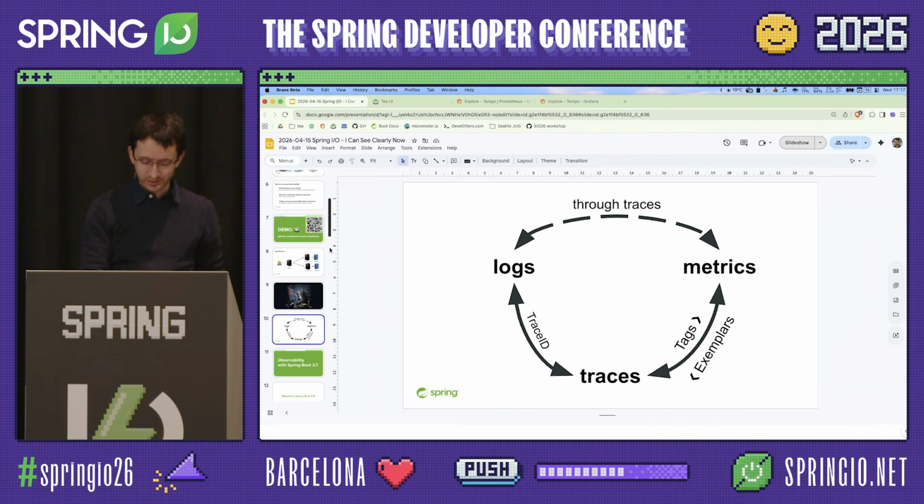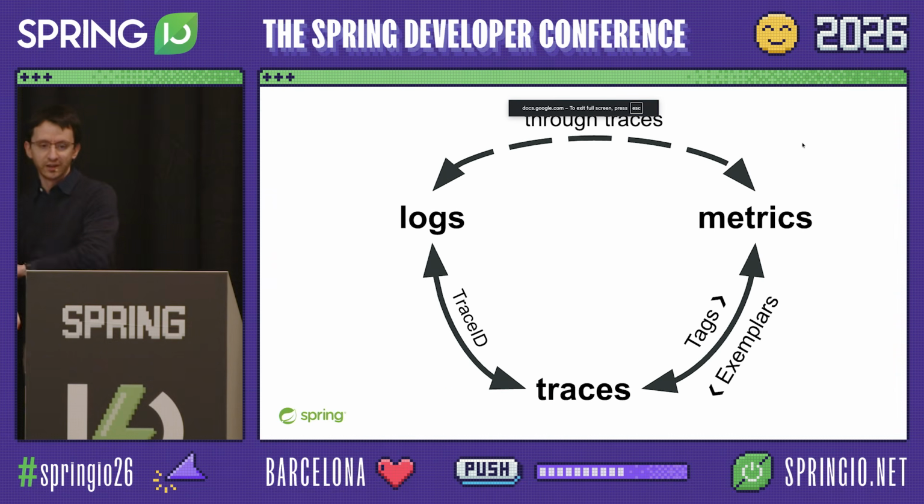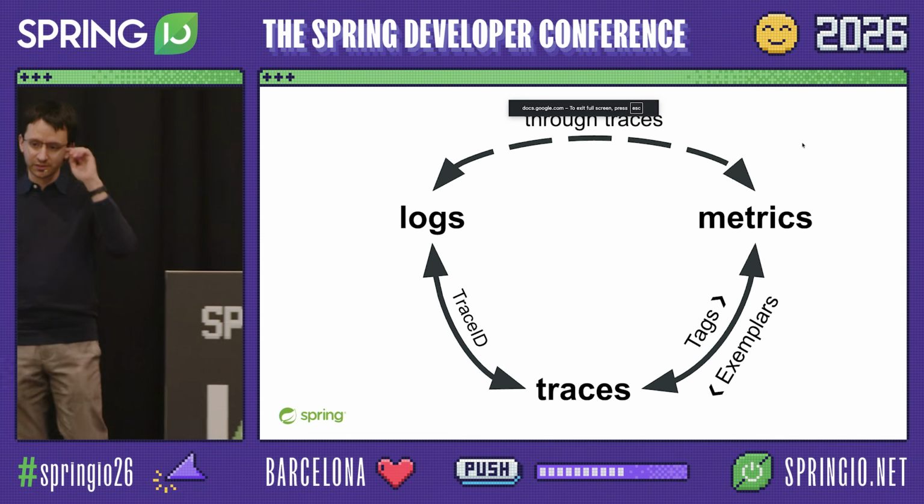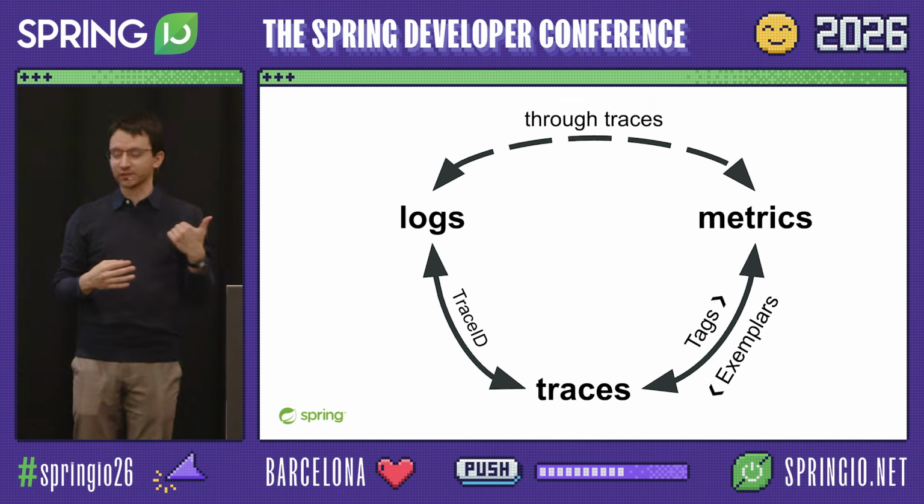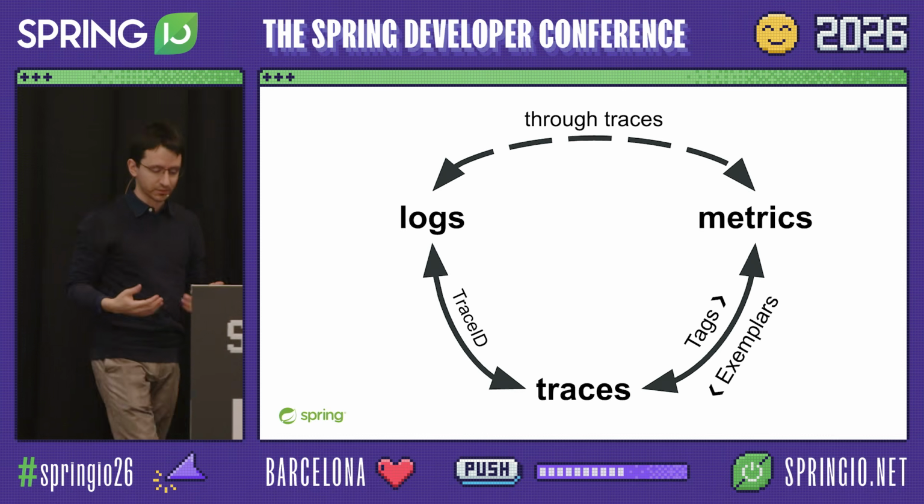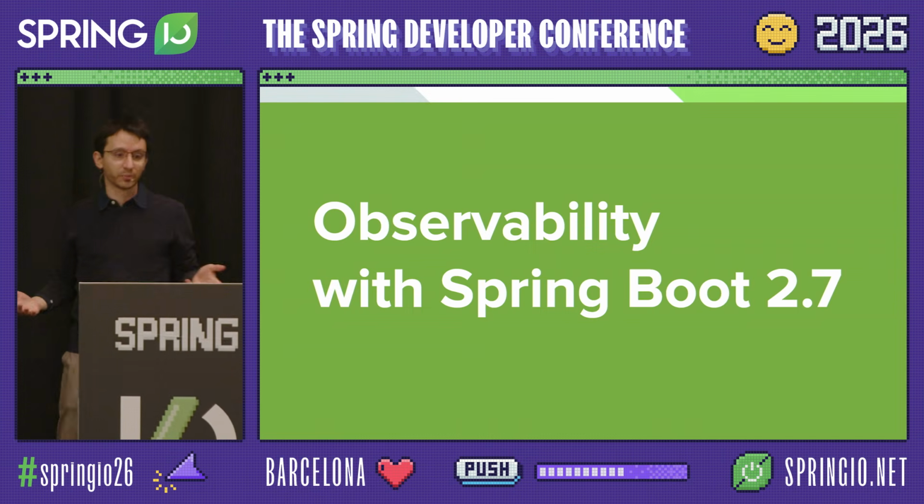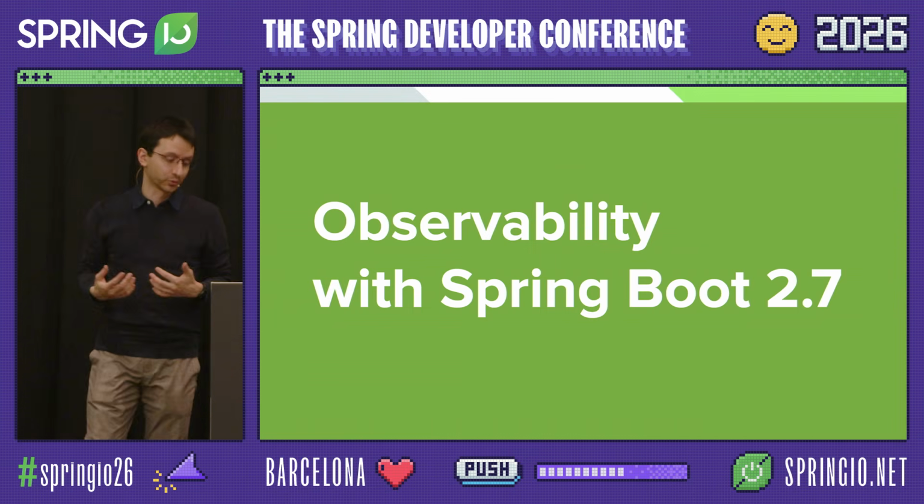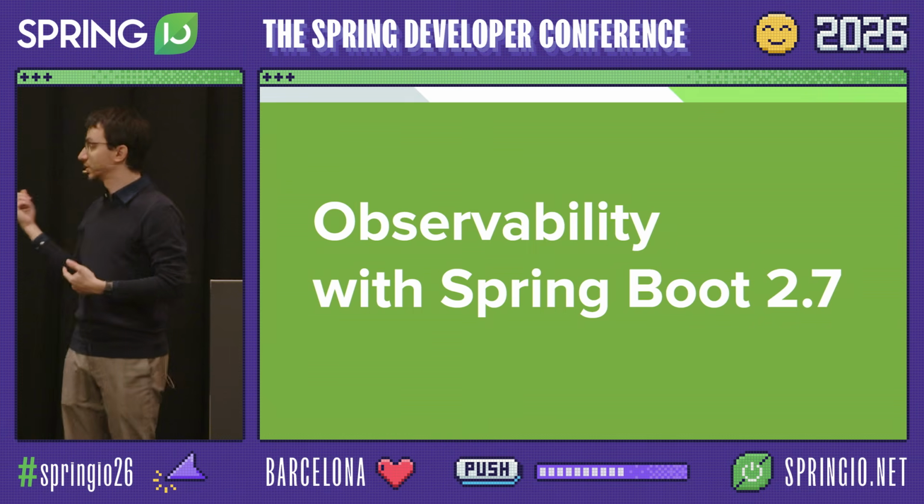So that was basically what I wanted to demo throughout this application, and how you can use these signals and jump between them, and how you can use them to debug applications or get more insights from it. So let's talk about how to do this. First, with Spring Boot 2.7.